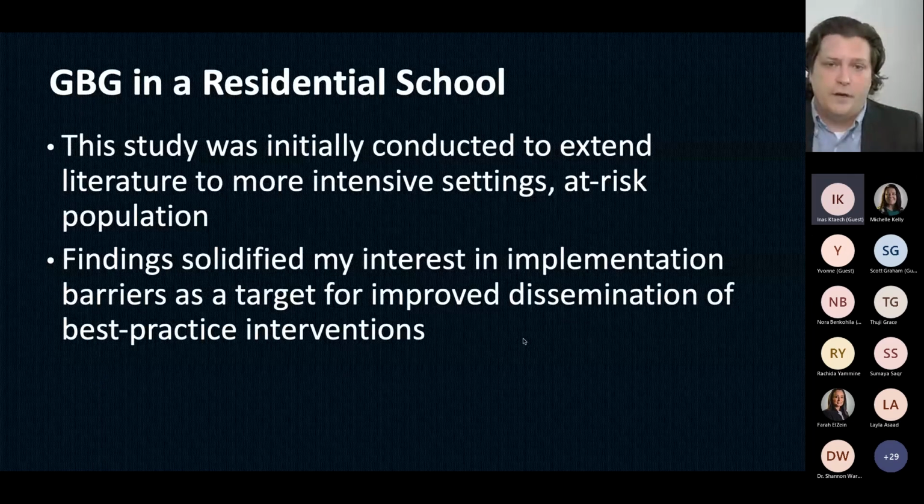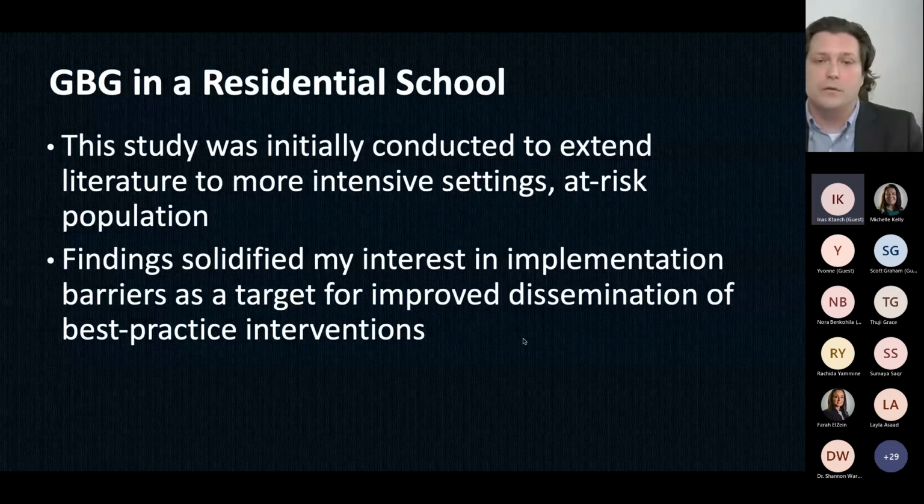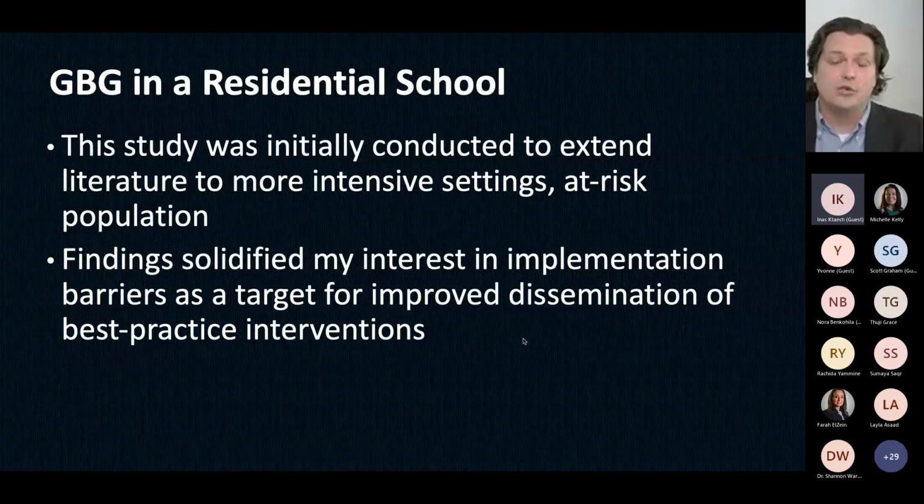So now I'm going to walk us through a study that I conducted with a colleague of mine, Dr. Ferris Cronfley, and it's a study of the good behavior game in a residential school for students with severe problem behavior. The study was initially conducted to extend the literature to a more intensive setting where these students are at risk for emotional and behavioral disorders, at risk for continuing throughout their life engaging in severe problem behavior that gets them into trouble in school and out of school.